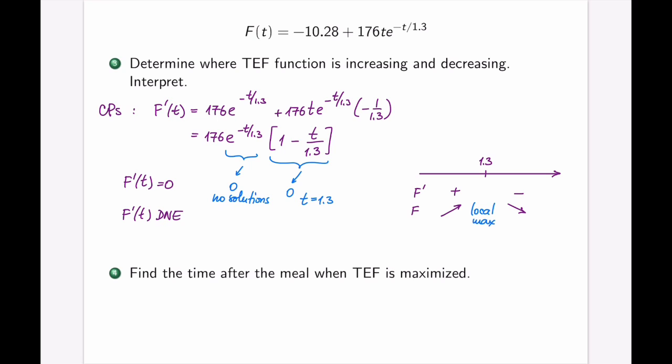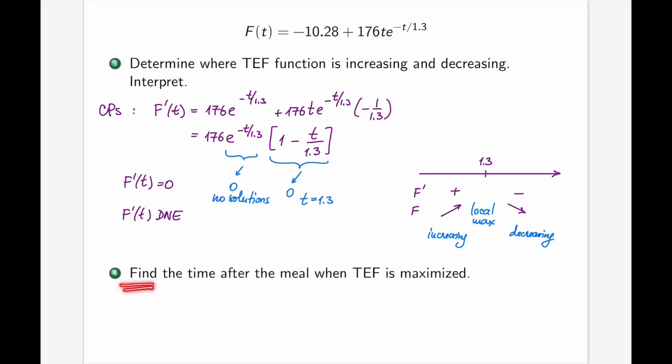Now, the question itself actually asked, when does the function increase and when does it decrease? The function is going to be increasing all the way up until the local maximum here, and afterwards it's going to be decreasing. The question also asked to interpret that. Well, it means that your metabolic rate goes up all the way to 1.3 hours after the meal, after which point your metabolic rate starts decreasing and eventually returns to normal.